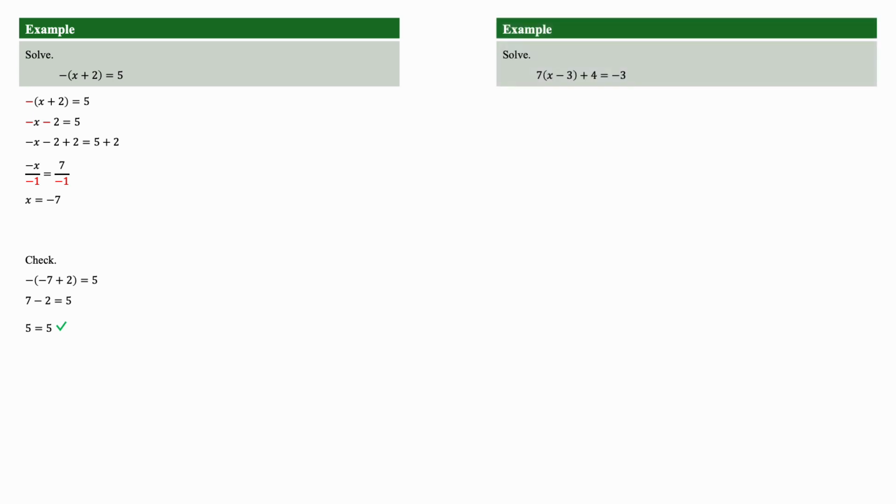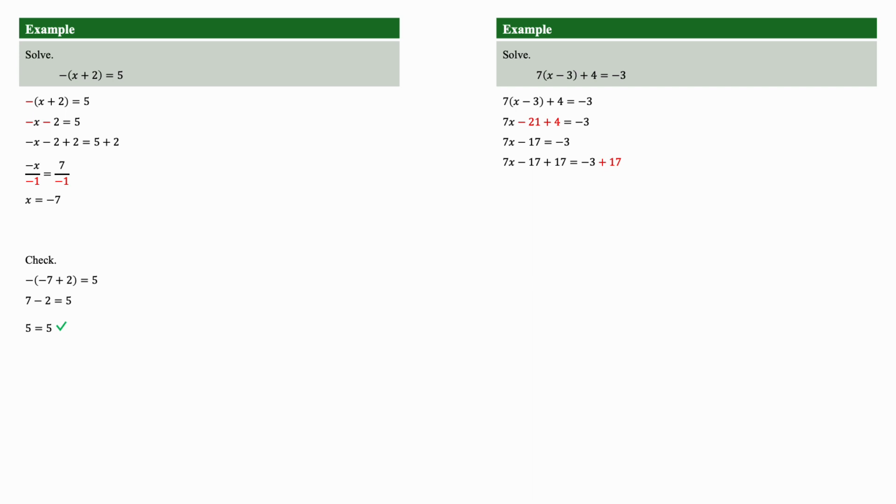In this next example, let's solve 7 times x minus 3, plus 4, is equal to negative 3. So let's first distribute the 7 to the x and the negative 3. We get 7x minus 21 plus 4 equals negative 3. Let's add those like terms, the two constants on the left side, and we get 7x minus 17 equals negative 3. Now let's begin to isolate the variable by adding 17 to both sides.